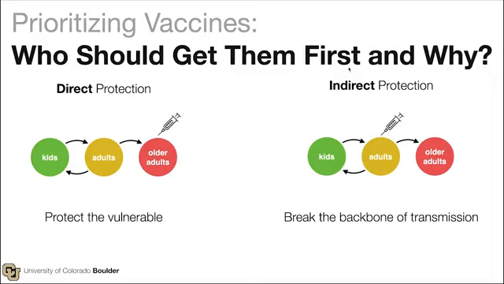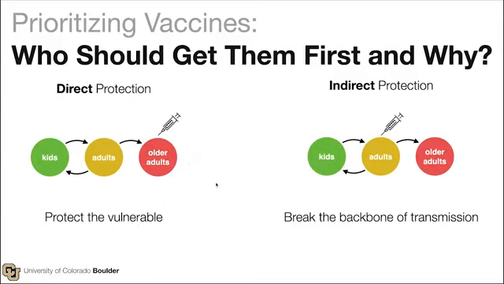And there are two general theories that I think make a lot of sense that really appeal to our common sense notion of how we might think about a vaccine. The first one we can think of as direct protection. So in this case, direct protection means that we should give those early vaccines to older adults. The logic here is that we should protect the vulnerable.